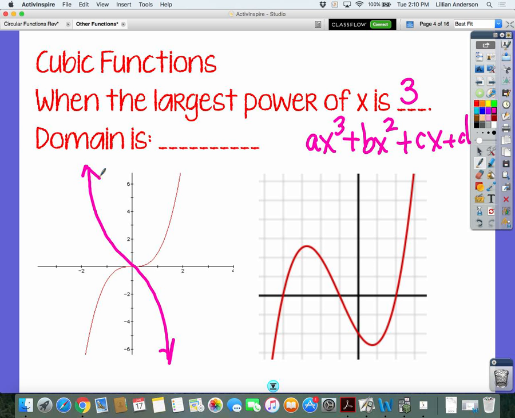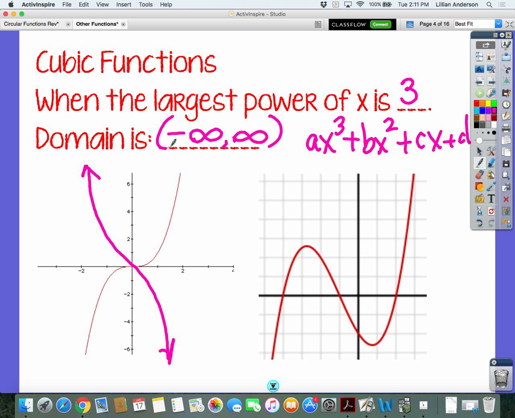And when you look at either one of these 3 graphs, the pink one I drew or the other 2 that were copied, what's the domain? Negative infinity to infinity. That's being written in interval notation. Do we put parentheses or do we put brackets around these? Parentheses, because infinity is not included.